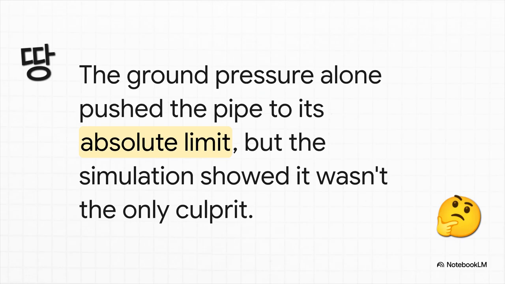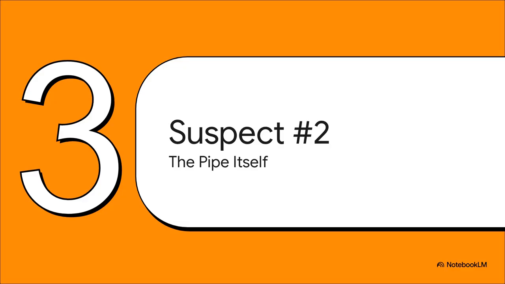So, there you have it. Case closed, right? The shifting ground did it. Well, not so fast. The ground pressure alone pushed the pipe to its absolute limit, for sure. But the simulation showed it wasn't the only culprit. There was something else at play, an accomplice. So who's our second suspect?